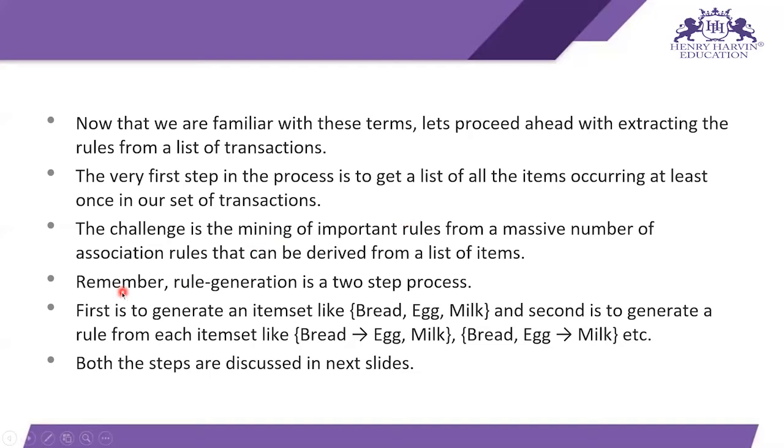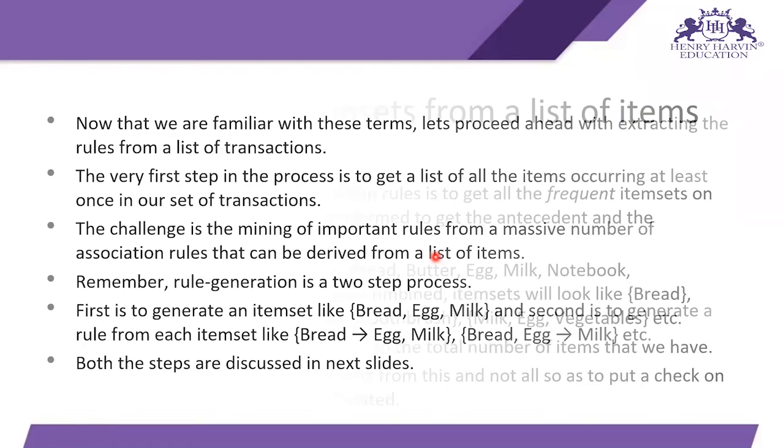Next, remember, rule generation is a two-step process. First, generate the item set, like bread, egg, milk. Second, generate a rule from each item set. For example, a rule like: if we bought bread, then we can also buy egg and milk. The next rule could be: if we bought bread and egg, then there is more chance we can also buy milk, and some other rules. Both steps are discussed in the next slides.